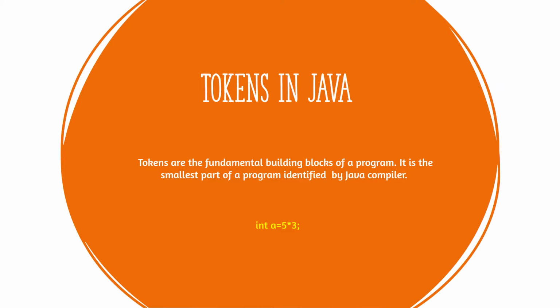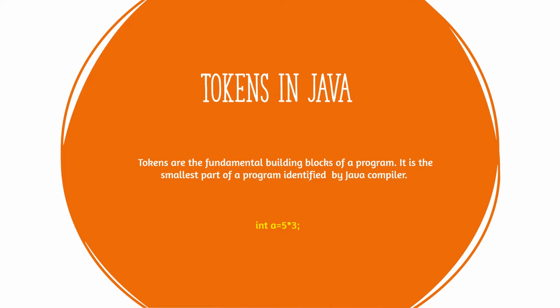Now, the tokens in Java. Tokens are the fundamental building blocks of a program. We can say a token is the smallest part of a program identified by the Java compiler. For example, take this expression: int a = 5 * 3. Each part of this expression is a token.